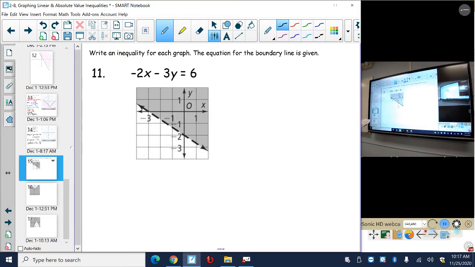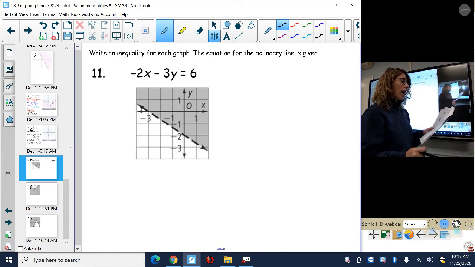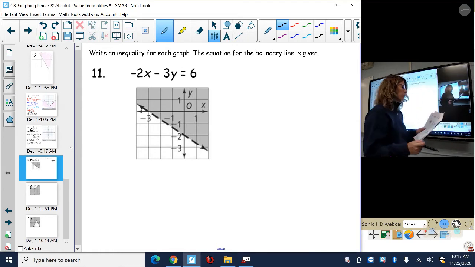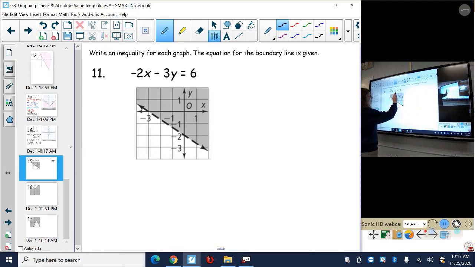The back side of this is number 11. It says write the inequality for each graph, and the equation for the boundary line is given. So I'm giving you the equation. You have to ask yourself the two questions. Is it solid or dotted? Is the shading above or below?